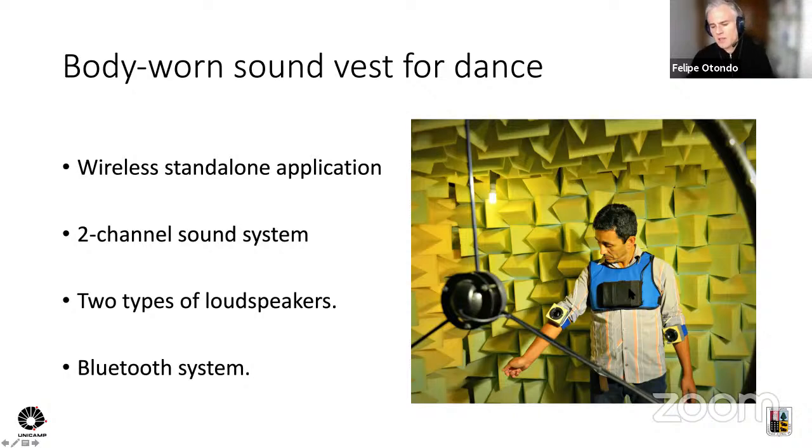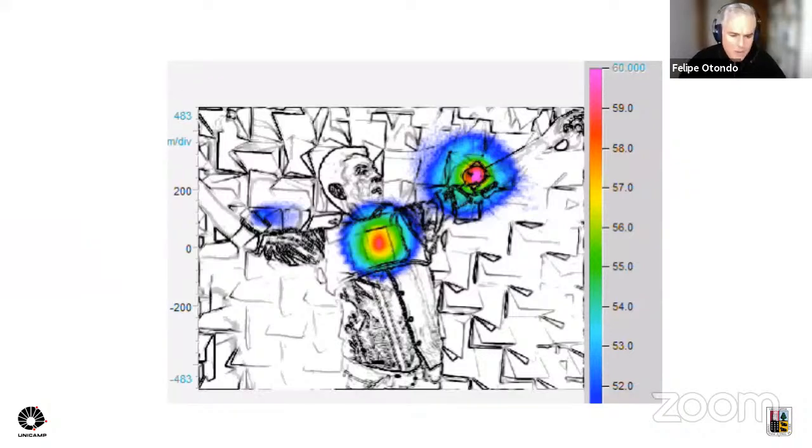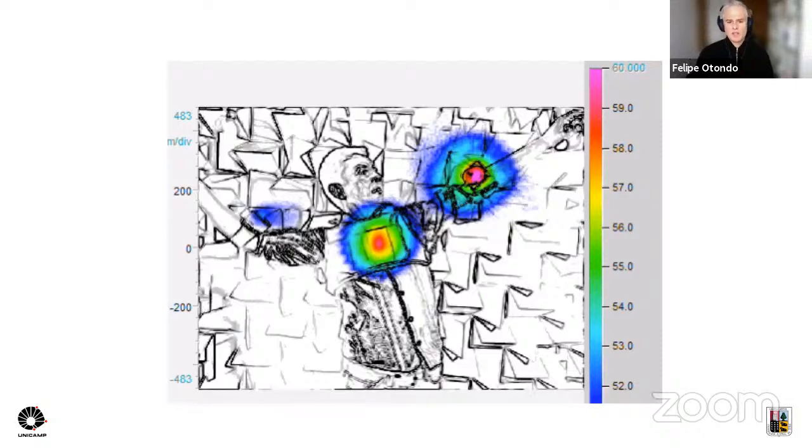As you can see, the speaker in the torso is larger than the ones in the arms, which implies that they have very different frequency responses. And as I said, we had a Bluetooth system. I will show you a video measuring this vest in the anechoic chamber. And you will see the different intensities of sound related to colors, but also try to listen, because I think one can also hear the fluctuations, especially in the high frequencies.